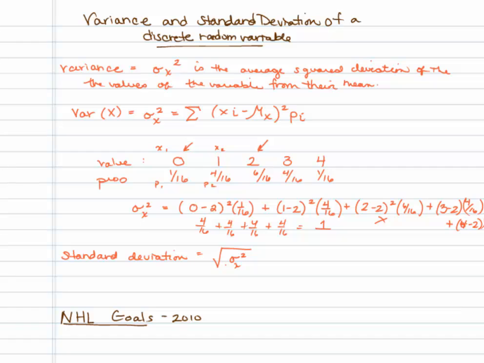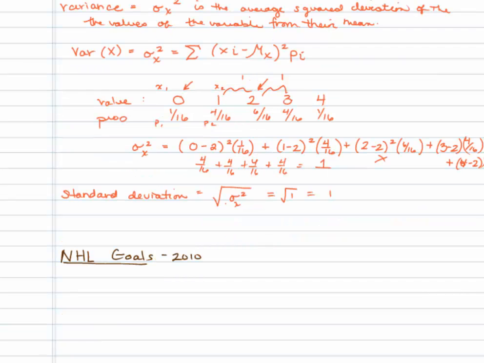So technically for this one, the standard deviation would be the square root of 1, which is 1. Which kind of makes sense because one standard deviation would be up to 3, one standard deviation would be down to 1. It will work a lot different with a different example.